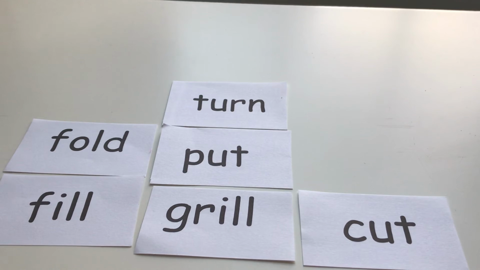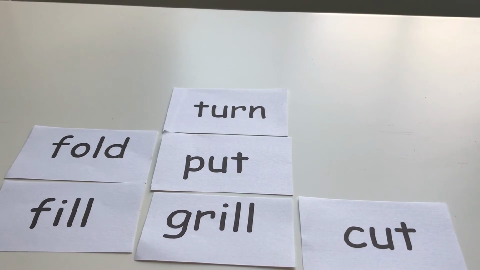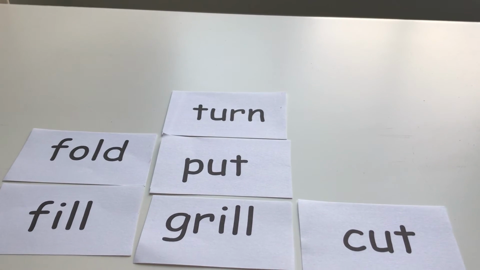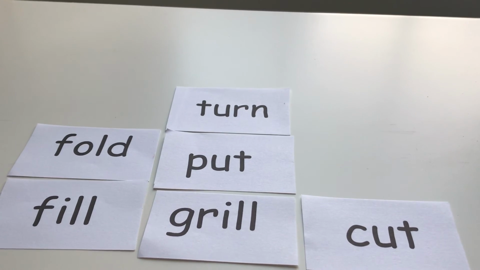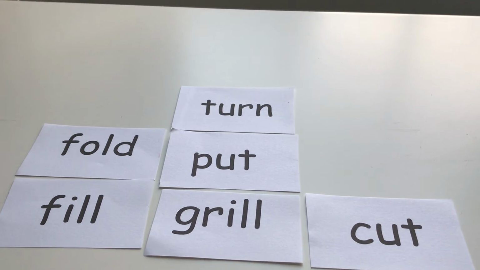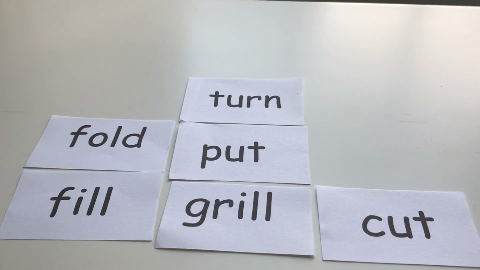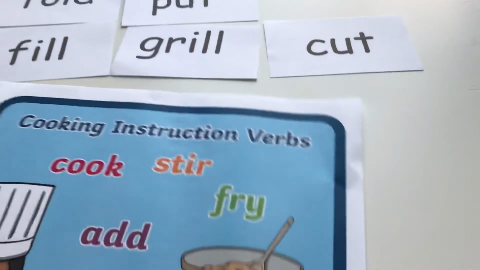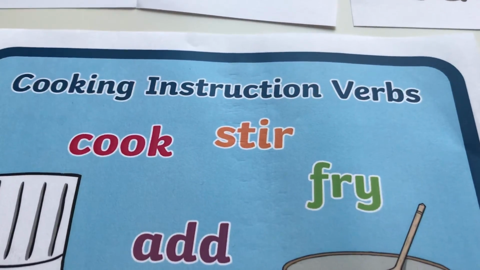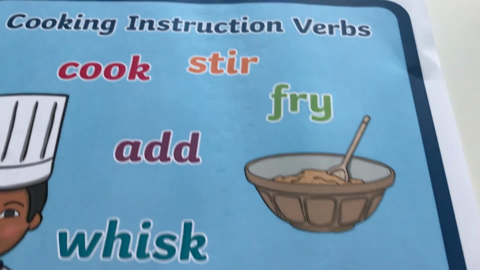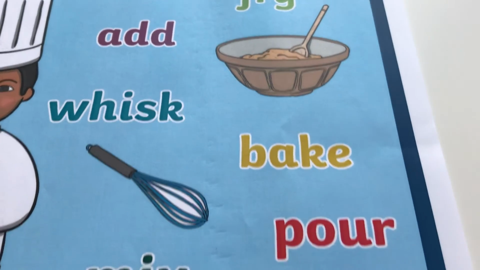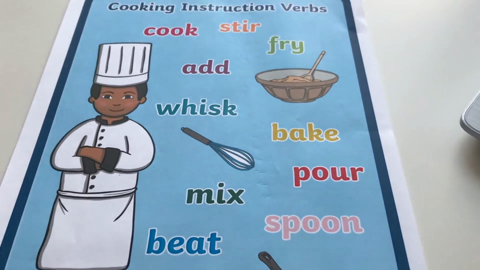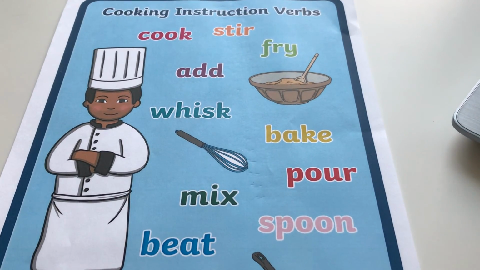I wonder if you can think of another 8 words, imperative verbs, that you might find in a recipe. Pause the video and have a think. Can you think of 8 that you could find in a recipe? I wonder if you spotted any of these. You could have had cook, stir, fry, add, whisk, bake, pour, mix, spoon or beat. I wonder if you thought of any of those imperative cooking instructions.